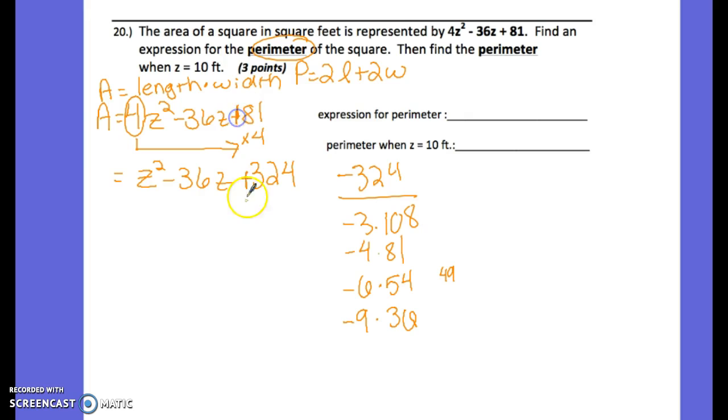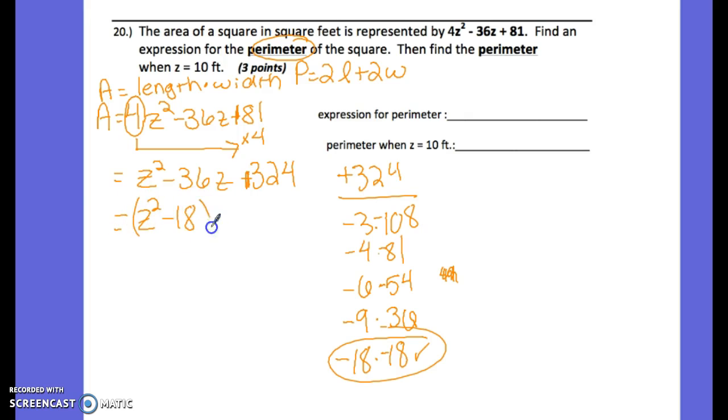Actually, this is a positive 324, so we just have to make these both negative and add them together. Still doesn't work. So I keep going through my factors, and I get negative 18 times negative 18. Well, that does work. So I have z squared minus 18z minus 18z. Since we multiplied by 4, we have to divide by 4 and simplify. So we get z minus 9 halves times z minus 9 halves.